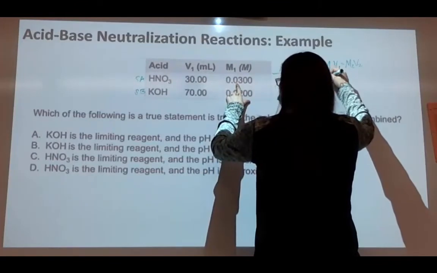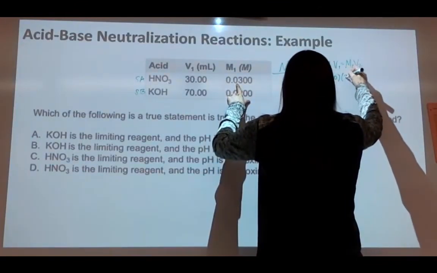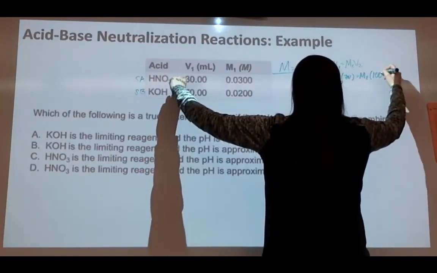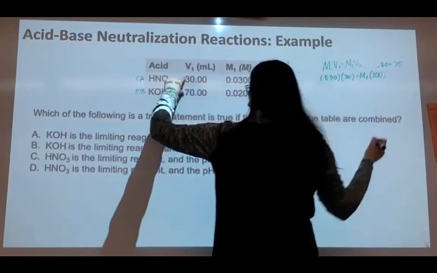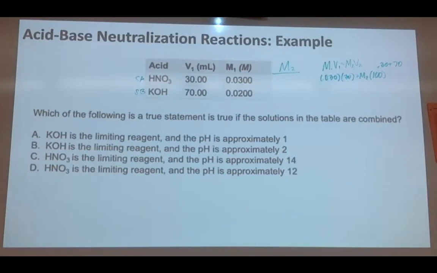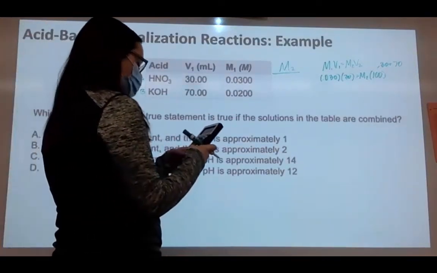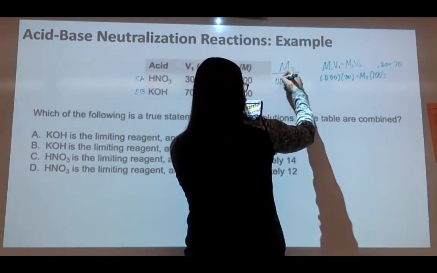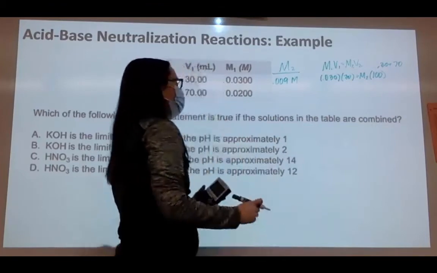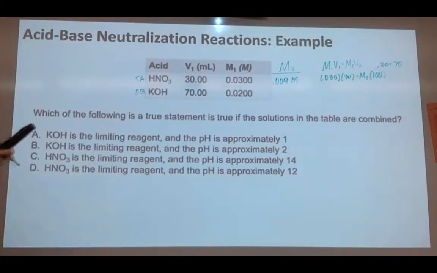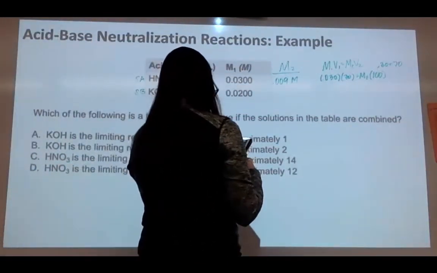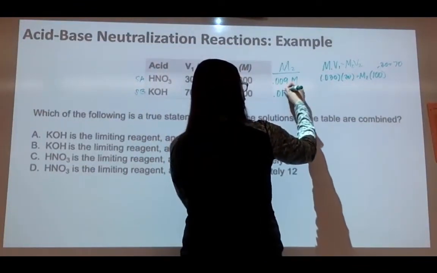So M1 V1, we're looking for the new molarity when these are added. So 30 plus 70 is going to be 100 milliliters. So when these two solutions are combined, they're combining to become 100 milliliters. So the acid has a new concentration of 0.009 molar. The base has a concentration of 0.014 molar.